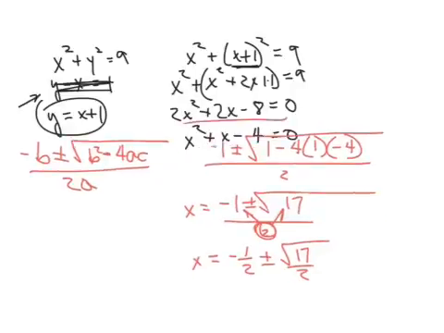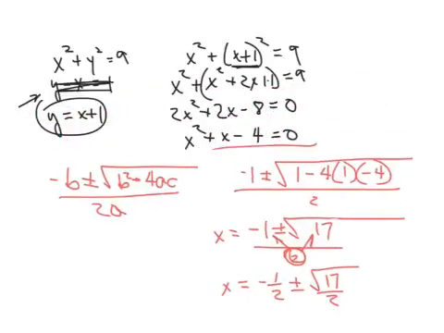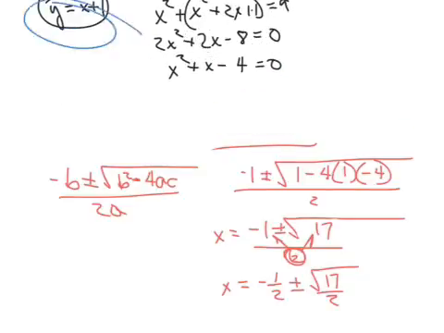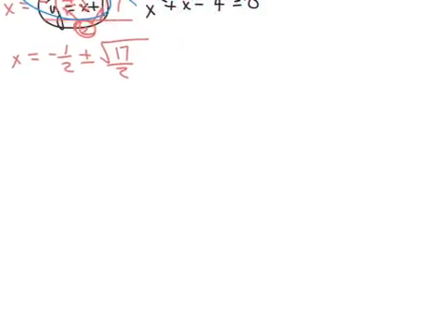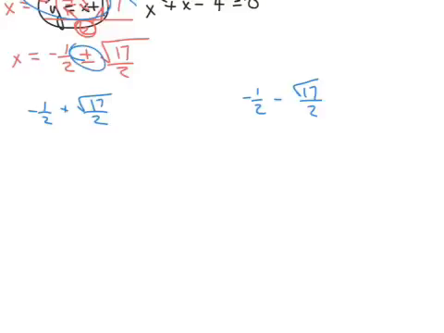Okay, but that's not what I'm looking for, is it? I'm looking for an x and a y. So let's move all of this junk out of the way here. And I am going to write this as x equals -1/2 plus the square root of 17 over 2, and -1/2 minus the square root of 17 over 2. So all I did was split those 2 up. So those are my x values. Now I have to find my y values.